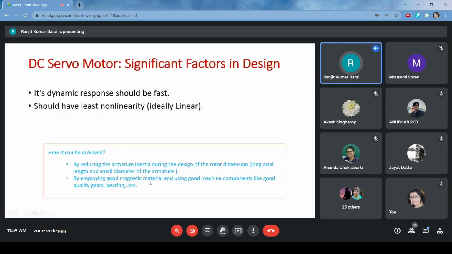Bearings may also offer non-linearity because of friction. So this should be minimized so that you can get linear characteristics. How the linear characteristics will look, I will show some diagram later on. So for the time being, this point should be very clear to you.